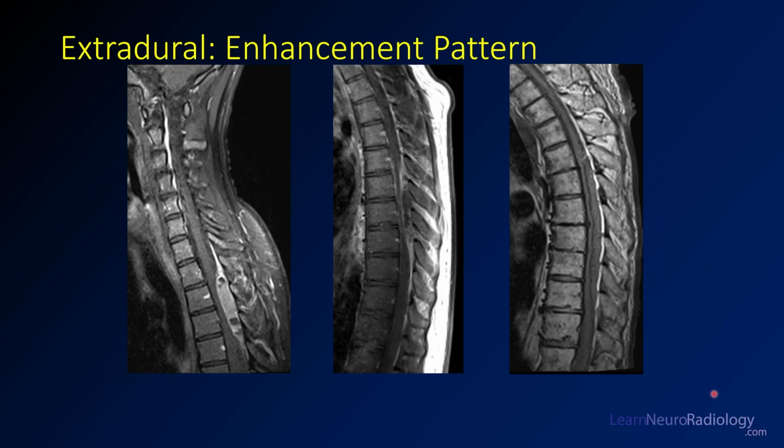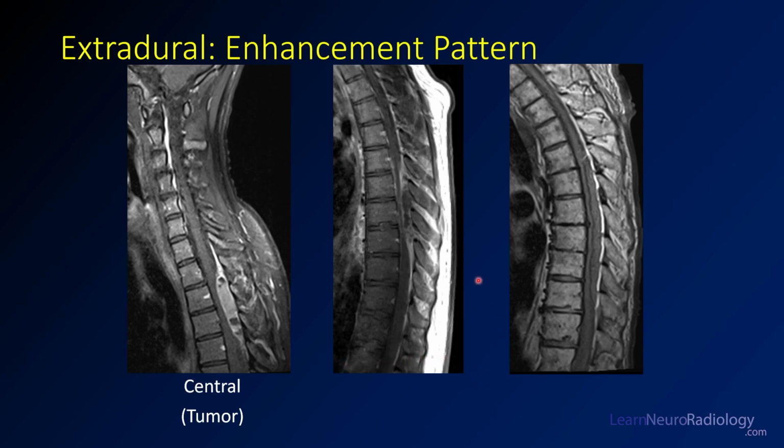When you see that, think about the enhancement pattern. And so here we see post-contrast images from all of these patients. We see the first one, you have enhancement around the periphery, but also solid enhancement centrally. When you see that, think about a tumor. Tumors tend to have more solid enhancement and more central enhancement.